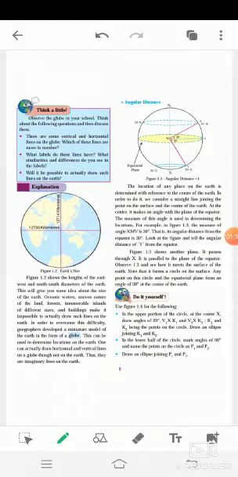Now a globe is a spherical model of the earth. It is a spherical model of the earth map, and a globe can show us how the earth can be divided in half. This is half.